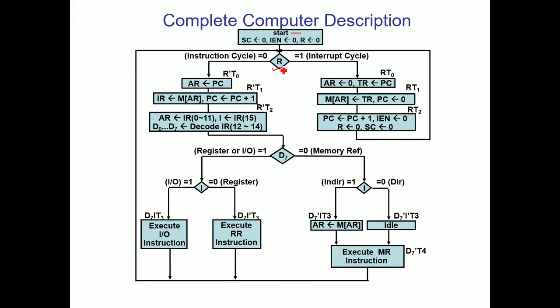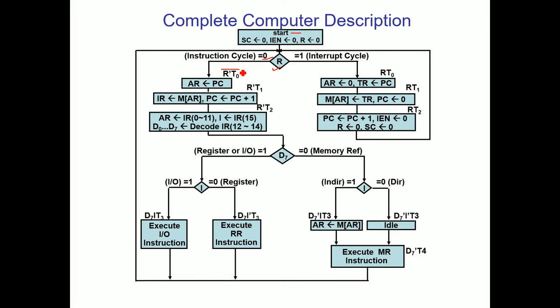So first let's check the value of R. If R is equal to 0, then the instruction cycle will get executed. We know that there are 4 phases: fetch phase, decoding phase, determining the effective address phase and execution phase. So here the R value is 0, so that's why it is written as R dash.